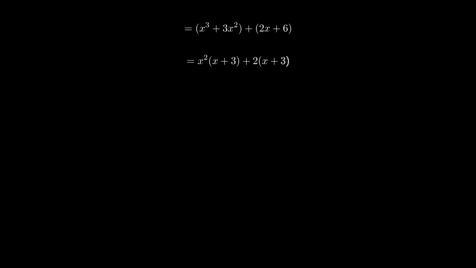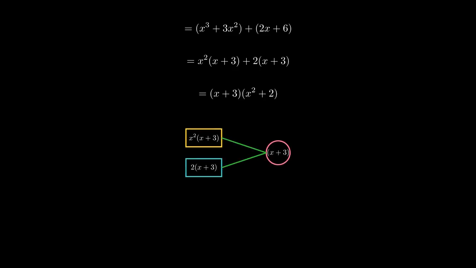Factor each group. From the first pair, we get x² times (x + 3). From the second, we get 2 times (x + 3). Notice both terms contain x + 3, so we factor that out to get (x + 3)(x² + 2). Both groups share the common factor x + 3, which we can then factor out completely.